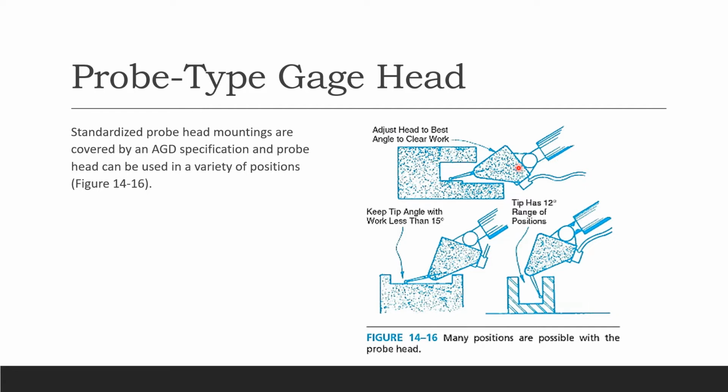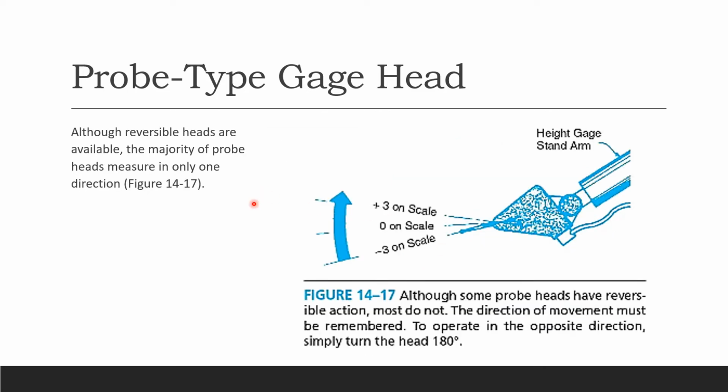So when you take a look at the first one, you're going to see adjust head to best angle to clear work. Second one here, this is your probe. So keep the tip angle with work less than 15 degrees. These are all your measurements. So next work is right here. The tip has 12-degree range of positions. Okay. So although reversible heads are available, the majority of probe heads measure in only one direction.